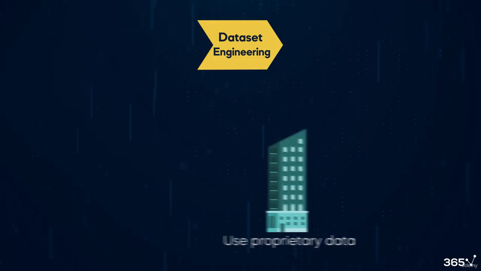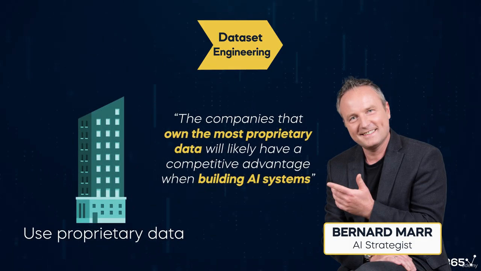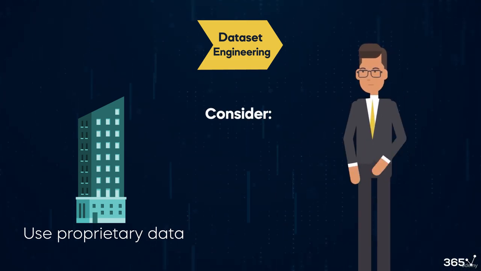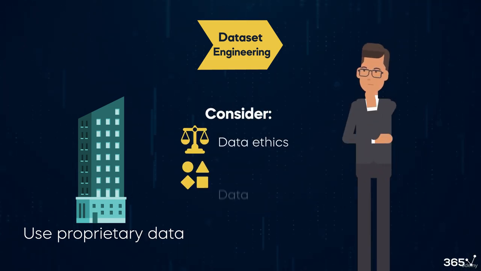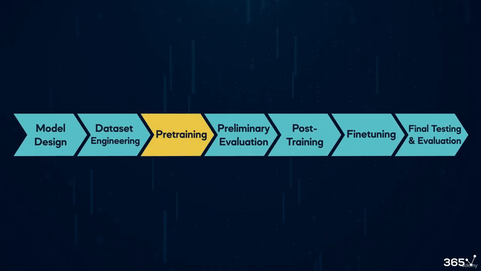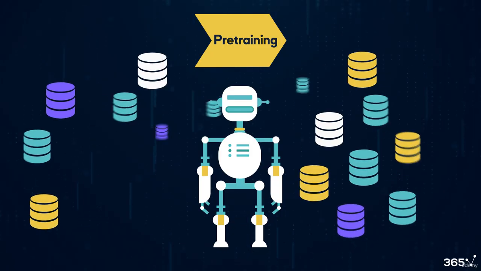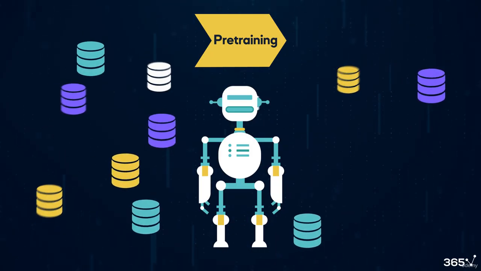Many AI strategists, like Bernard Marr, agree that the companies that own the most proprietary data will likely have a competitive advantage when building AI systems. It's essential for AI developers engaged in dataset engineering to consider key ethical issues, including data diversity and building datasets that address various biases. Once these preparations are complete, the pre-training phase begins, involving training the model on a large corpus of raw data from the dataset engineering phase.